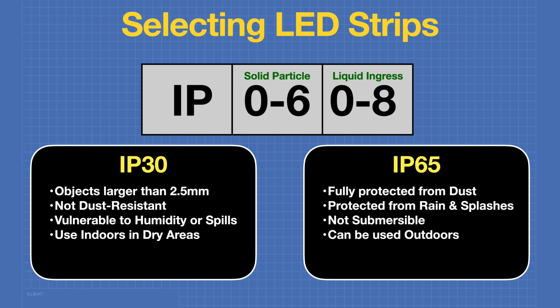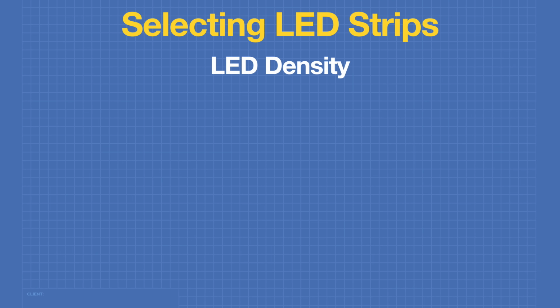However, it's not submersible. This can be used outdoors. These are a bit harder to work with because you have to cut through the coating, and the coating can also diffuse the light from the LEDs. And another specification when choosing LED strips is the density, how many LEDs per meter.